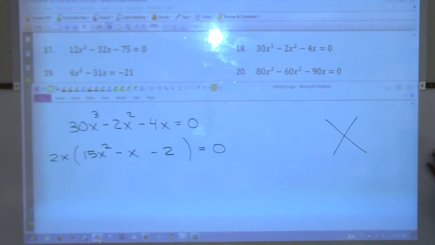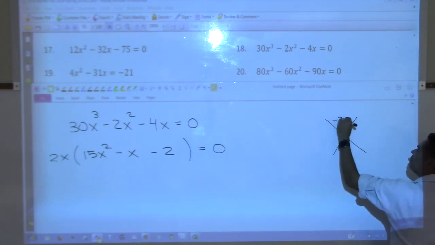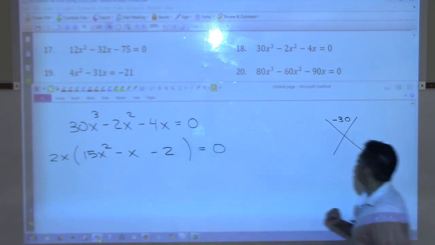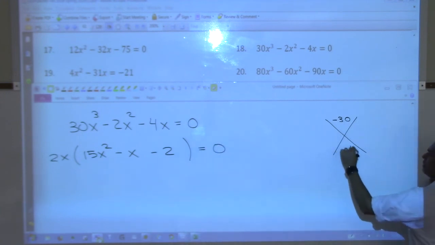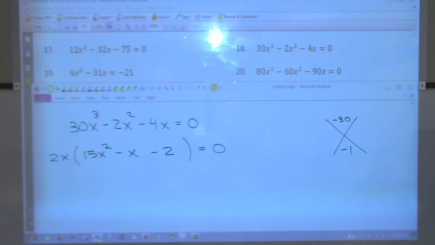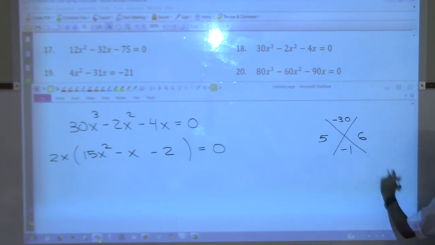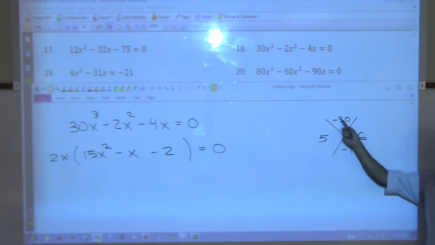15 times 2, so negative 30. Everyone follow that? Negative 30 is coming from this times this? And then negative 1. Two numbers that multiply to be negative 30 and add up to be negative 1. 5 and 6. Which one of those is minus? Minus 6. Good. So these will multiply to be negative 30, add up to be negative 1.